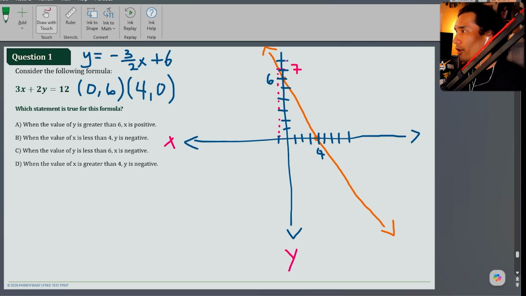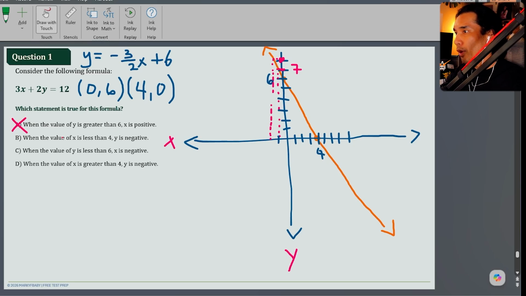And we can get further confirmation by choosing another point. So let's choose 8 over here, touch our line here, and then go down to the corresponding point. And we see here, it's always going to be negative every time we have a y value that is greater than 6. Okay, so A is incorrect.